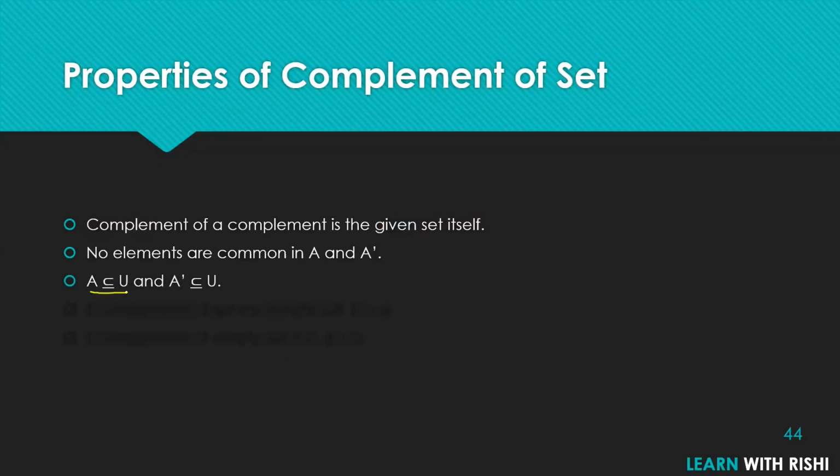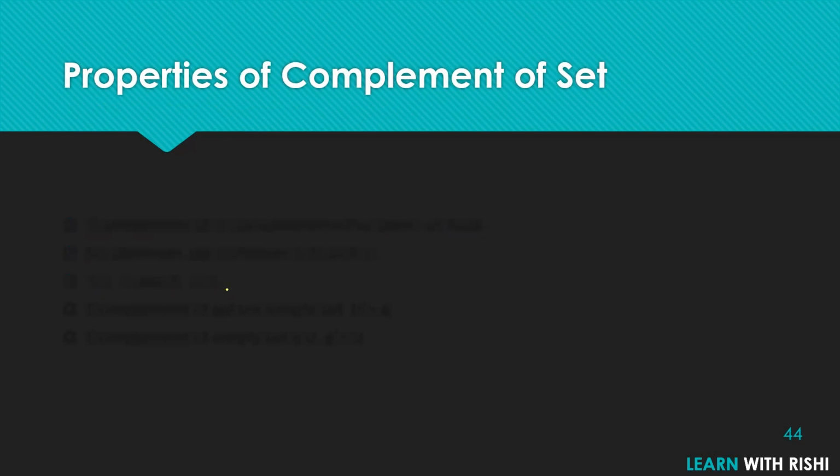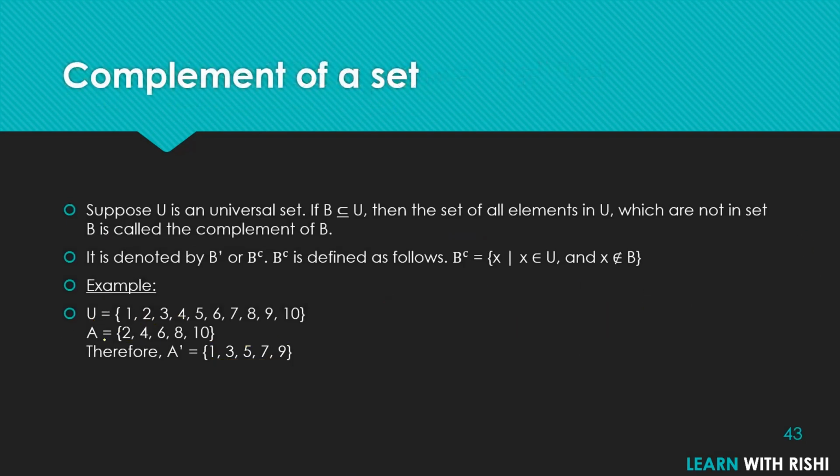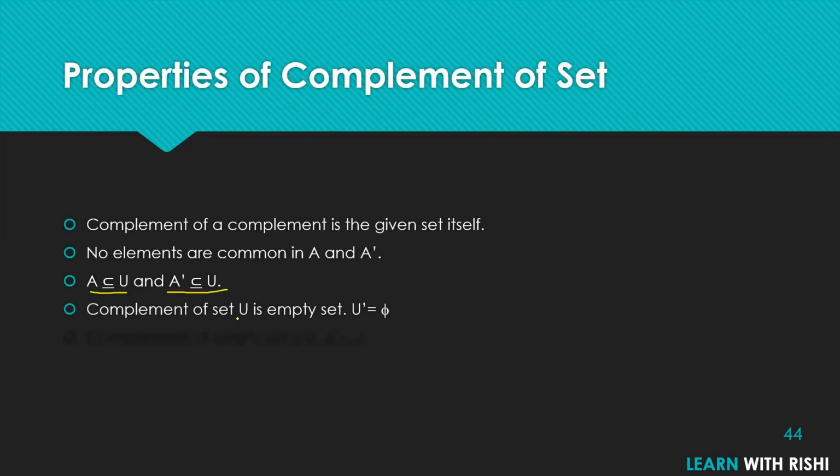A is a subset of the universal set and A complement is also a subset of the universal set. As you can see in the example here, A is a subset of U because every element of A is present in the universal set. Also, A complement is a subset of U because every element of A complement is also present in the universal set. So this is our property. The complement of the universal set is the empty set. The complement of the empty set is the universal set. Reverse of it: if I have no elements here, what will be its complement? The universal set, all elements. If there are all elements, its complement will be no elements.